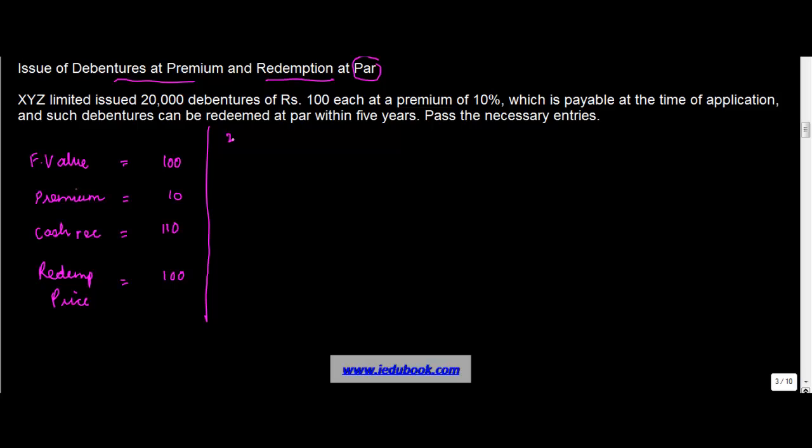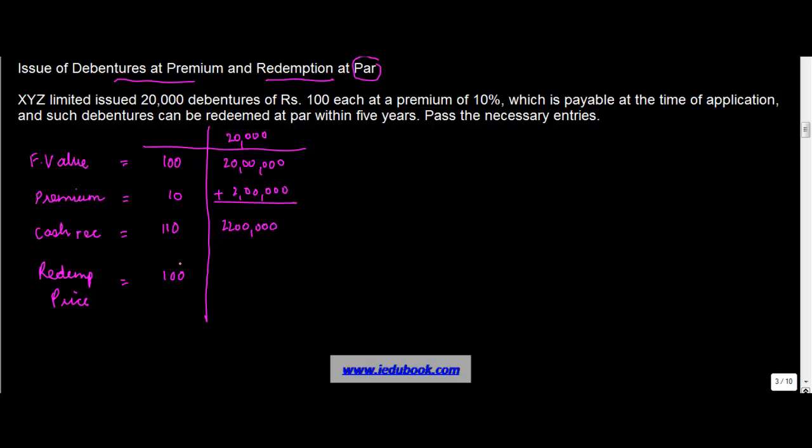right? So for 20,000 debentures, what will be the total face value that you receive? You will get 2,000,000. What is the total premium? 20,000 into 10 or 200,000. The total cash received obviously is the sum of these two. So you get 2,200,000.